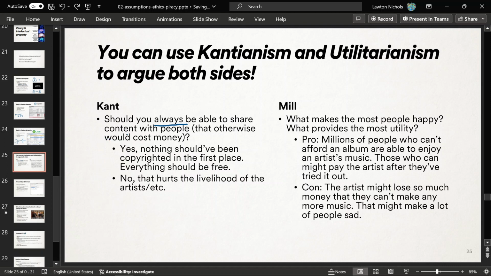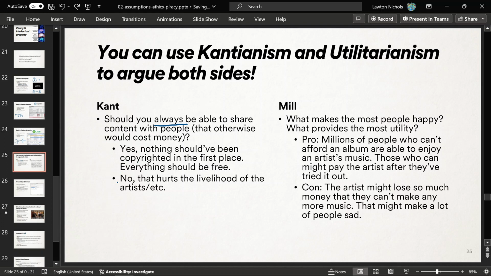And here's how. You could say yes, Kant would be for piracy, for sharing things, because maybe you could say, yeah, if I make something, I want anybody else to have it too. That sounds like a good deal. Nothing should have been copyrighted in the first place. Everything should be free. That's one idea. You can use Kantianism to argue that, for sure. On the flip side, you could also say that Kant would say no to this.